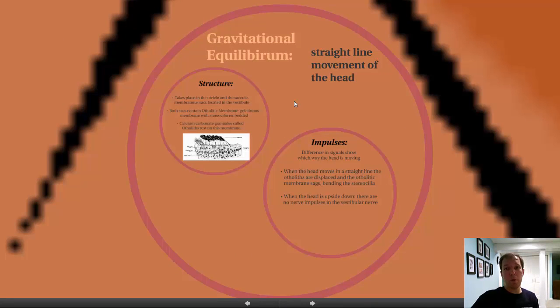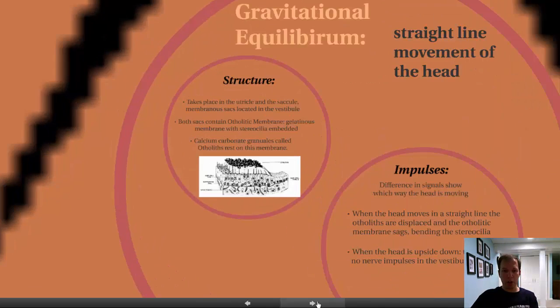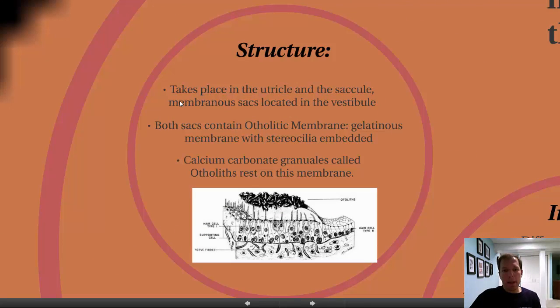So when you're, for example, moving forward versus standing still, how is it that your brain is able to perceive whether you are in motion? In this case, it takes place in these 2 parts called the utricle and the saccule. And these are sacs located in the vestibule at the base of the semicircular canals.